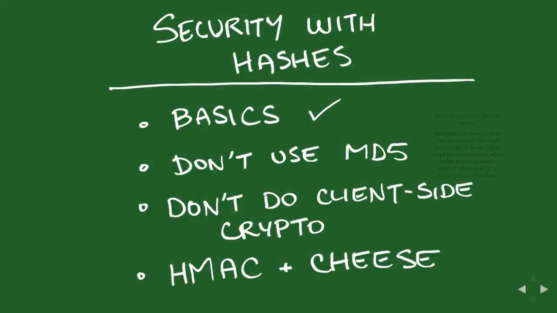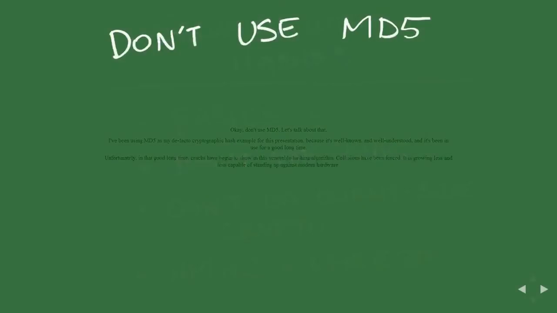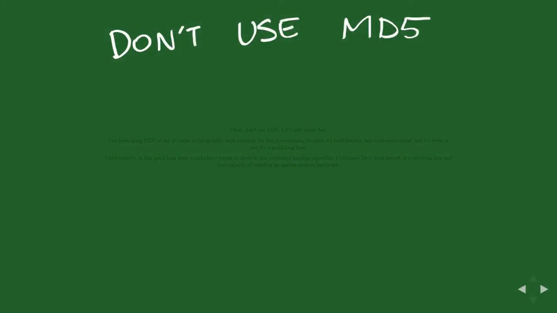Okay, so that covers the very basics. And when I say basics, I mean the very most basics of security. This isn't exactly state of the art. Unix's crypt function first used salted hashes to protect against rainbow tables in 1976, a full decade before I was born. So, don't use MD5, that's the next big topic in our security roundup.